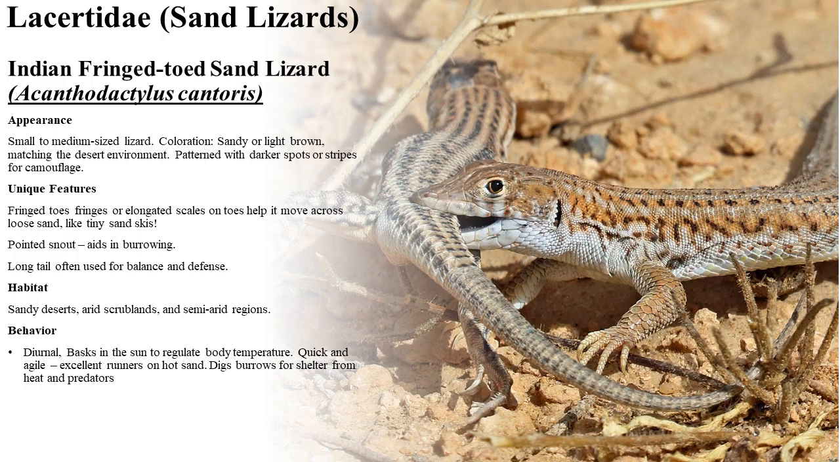Main habitat: sandy desert, arid scrubland and semi-arid regions. Mostly diurnal, basks in the sun to regulate body temperature, quick and agile, an excellent runner on hard sand, digs burrows for shelter from heat and predators.